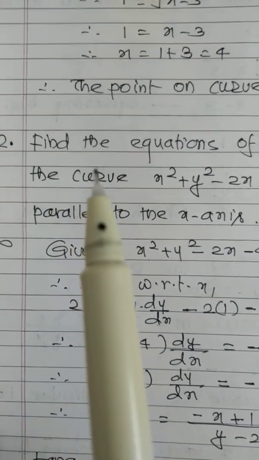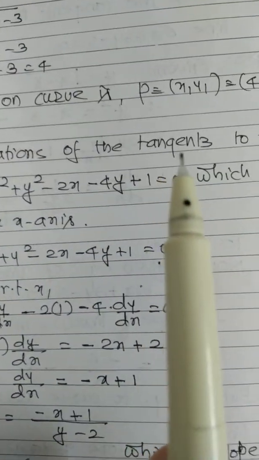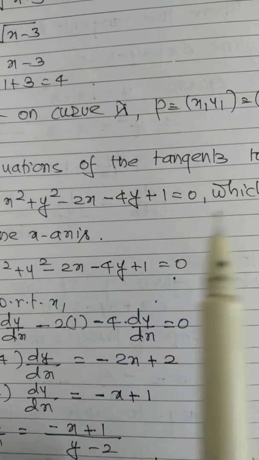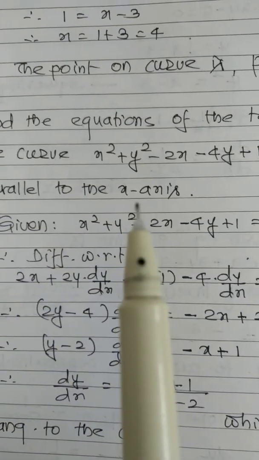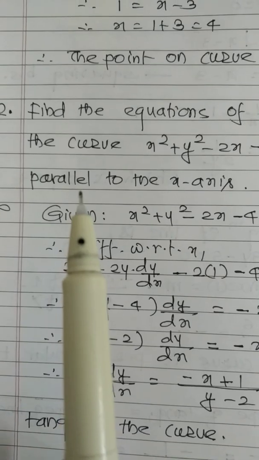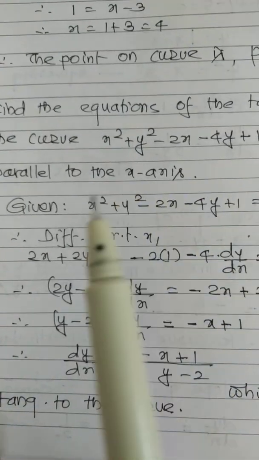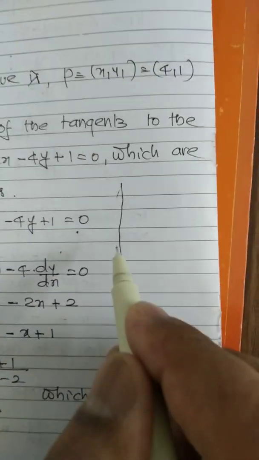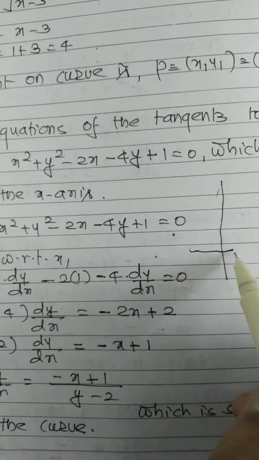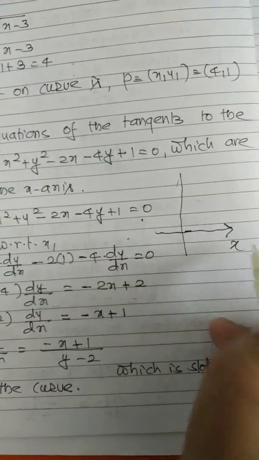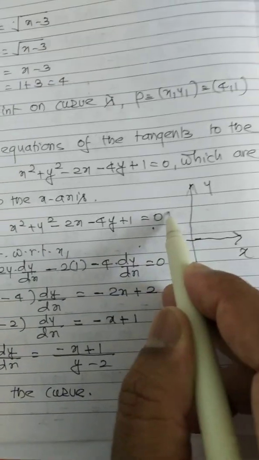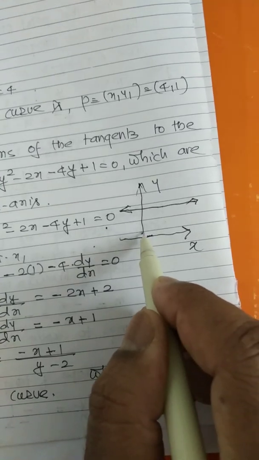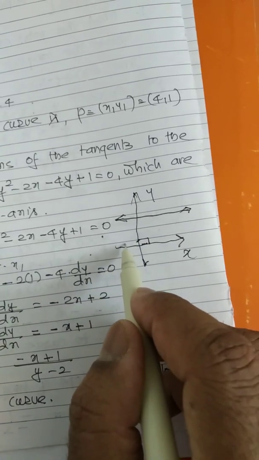Now second example, look into that properly. Find the equations of tangents to the curve x square plus y square minus 2x minus 4y plus 1 equals 0, which are parallel to the x-axis. As far as these tangents are concerned, they are parallel to the x-axis. Suppose this is the x-axis and y-axis, and the line is parallel to the x-axis, then it is perpendicular to the y-axis.